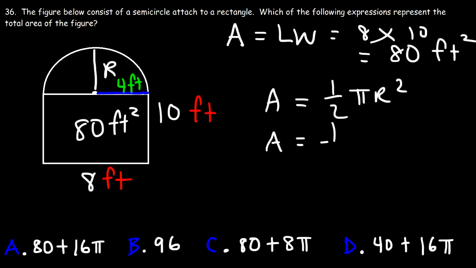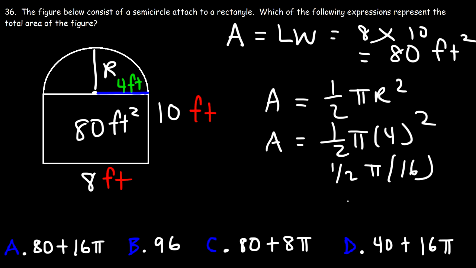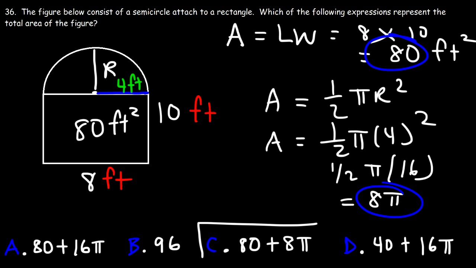So this is going to be 1/2 pi times 4 squared. 4 squared is 16, and half of 16 is 8. So the area of the semicircle is going to be 8 pi square feet. So what we need to do is simply add these two values. So it's going to be 80 plus 8 pi square feet. Therefore, C is the right answer.